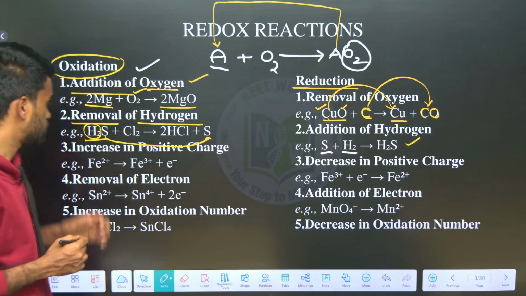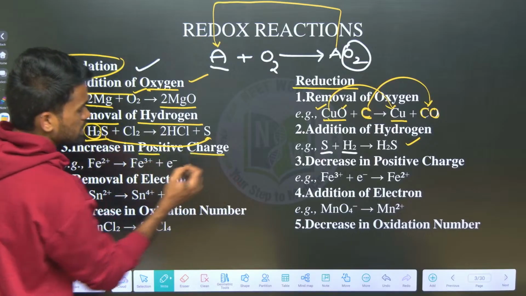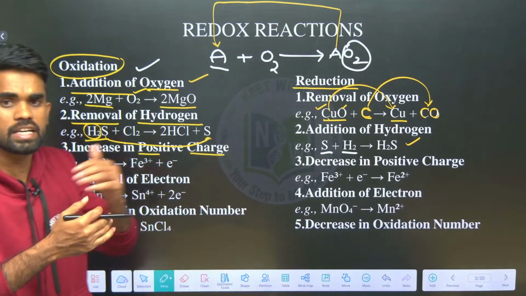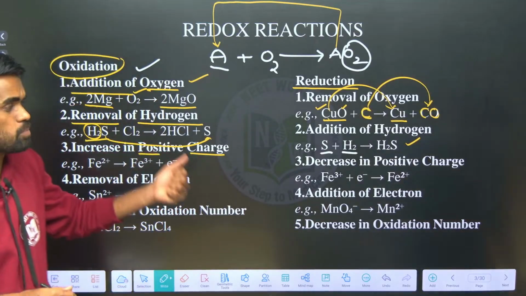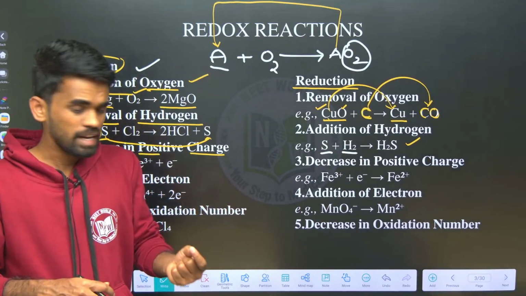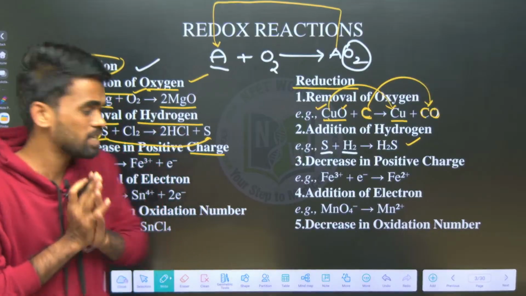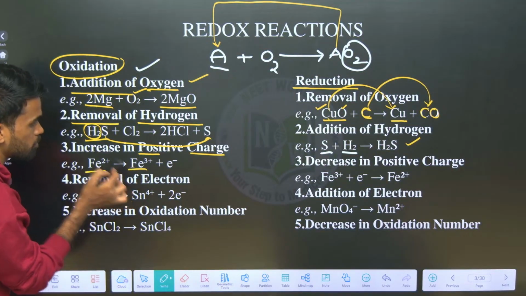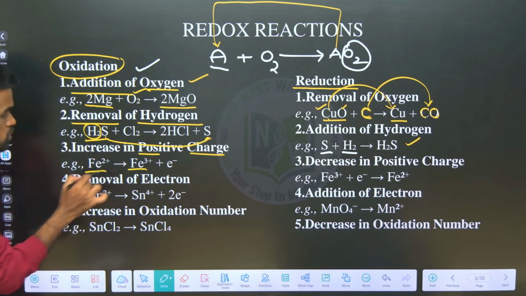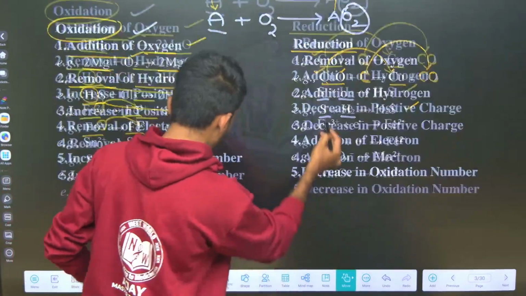Okay, right. Next, increase in positive charge. This increase in positive charge and decrease in positive charge arises due to electron loss and electron gain. For example, here Fe2+ is converting into Fe3+. So what is happening here? Plus 2 is converted into plus 3. It means, for example, look here.